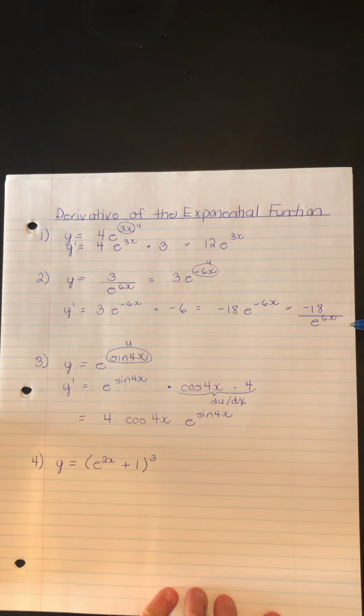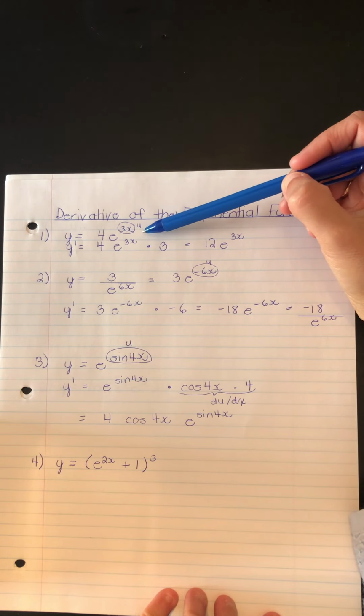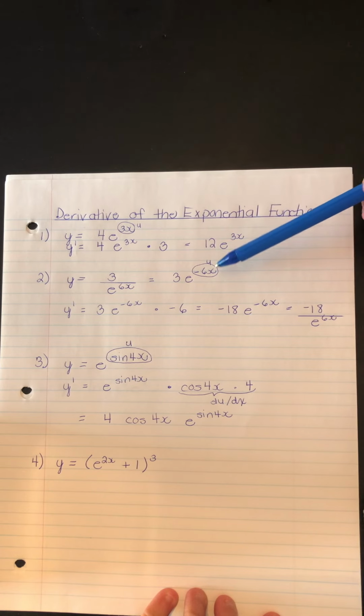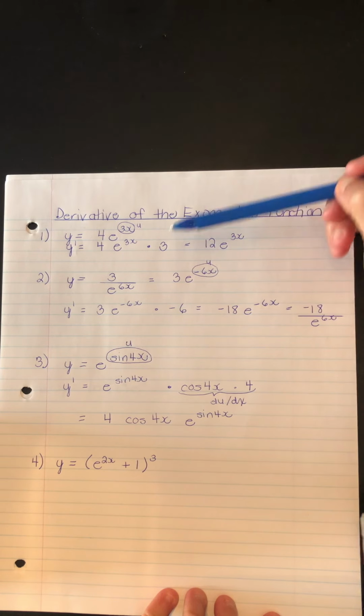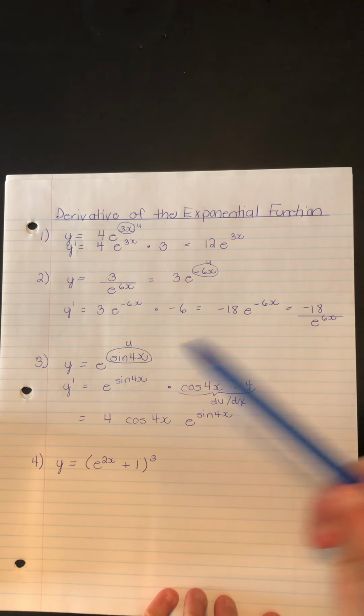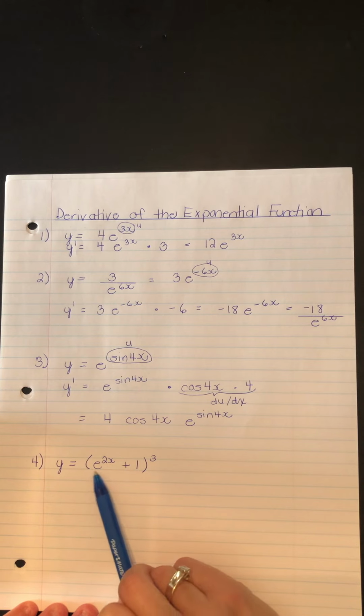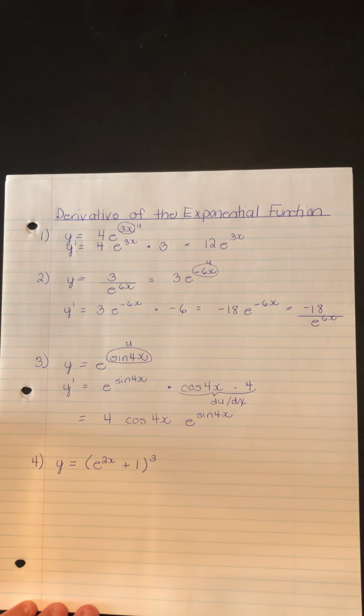All right, so those ones, take a look. We had functions of the form e to the u in each case, and we differentiated. Now, let's have a look at number 4. The exponential function is part of the binomial. The binomial is cubed. So we could proceed in a couple of different ways.